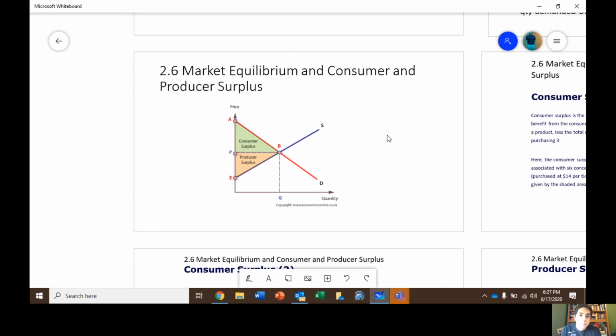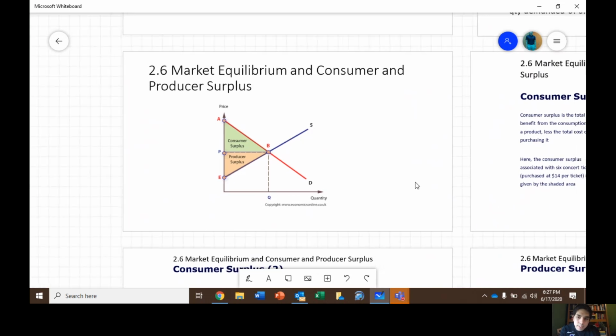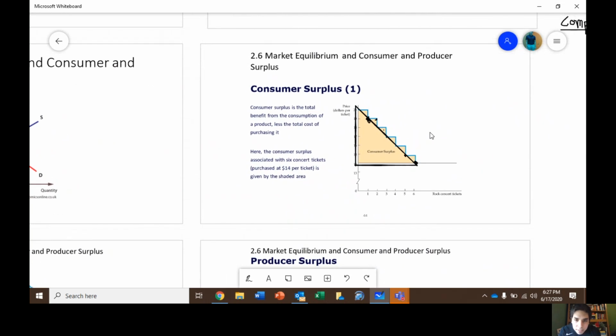So consumer surplus is right here. It's everything below the demand curve. This is a market that is cleared, there's no intervention in this market, and everything above the price. Producer surplus is everything above the supply curve and everything below the price. We'll talk about what these mean conceptually.